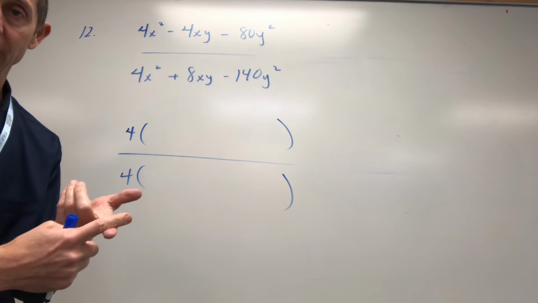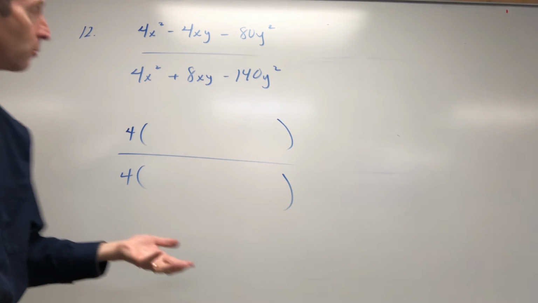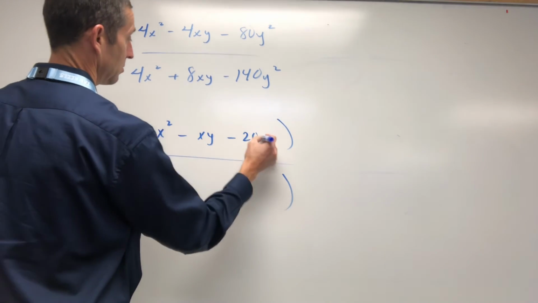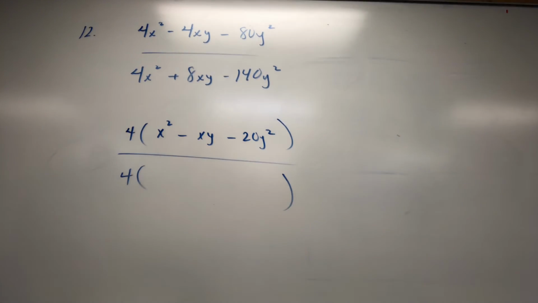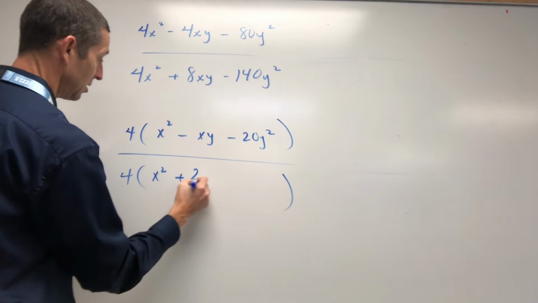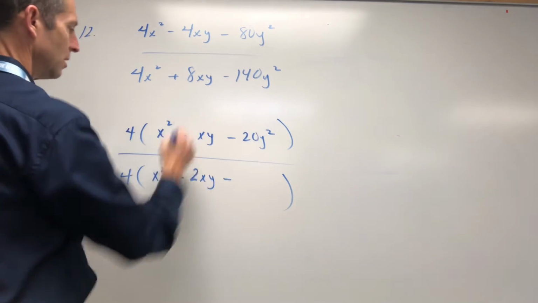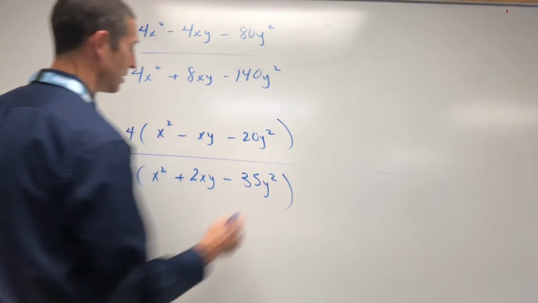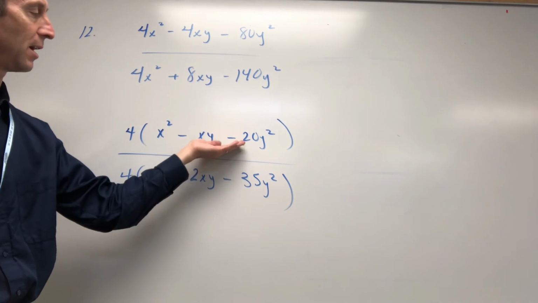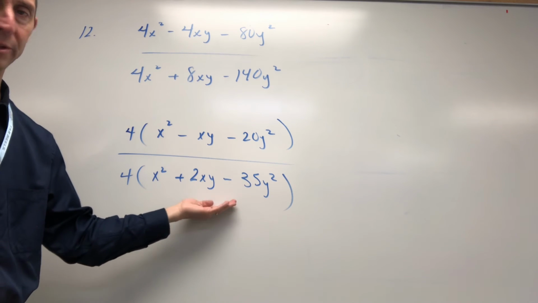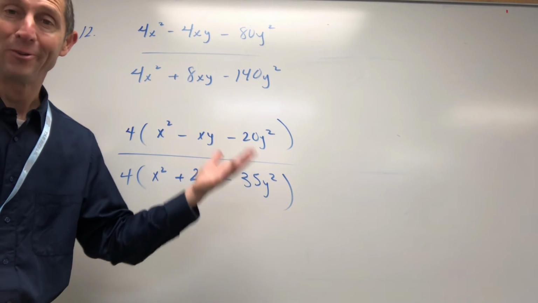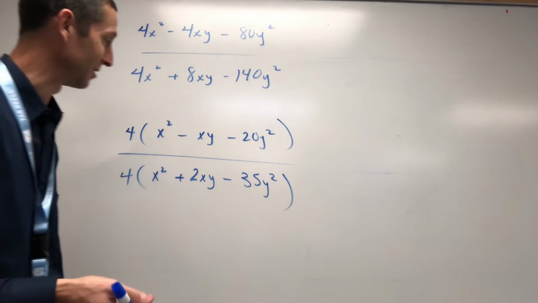So across the top, divide by 4. Across the bottom, divide by 4. So this will be x squared minus xy plus 5y squared. What do we got here? So x squared plus 2xy minus 35y squared. Now after you factor these, you realize, oh, these are trinomials. I can do 4 and 5 with 20. I can do 5 and 7 with 35. So it's a double factoring. More of the factoring that we've grown to love, it's a double factoring situation.